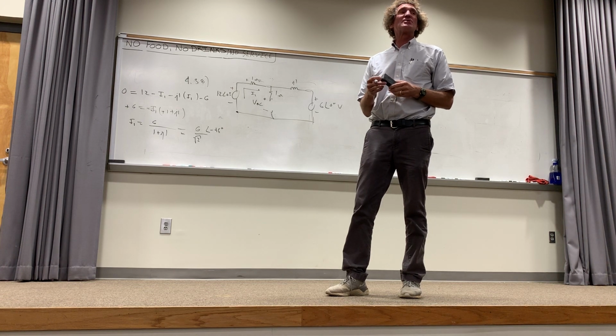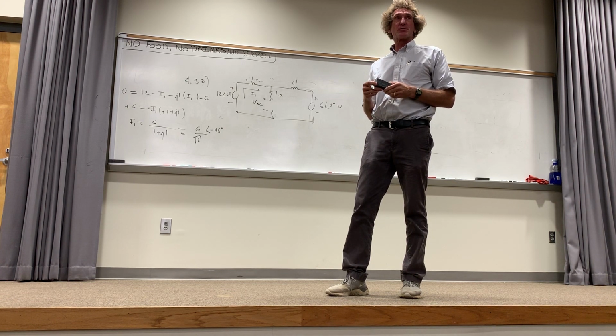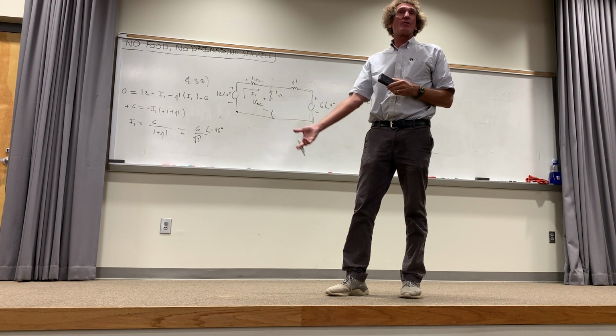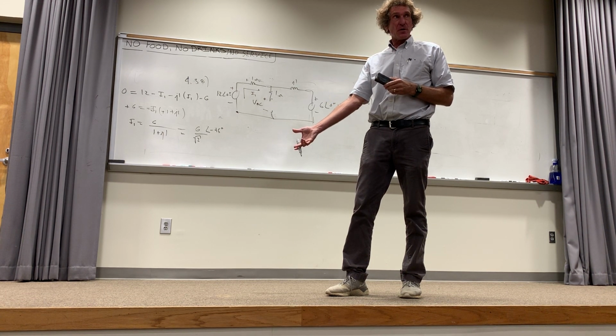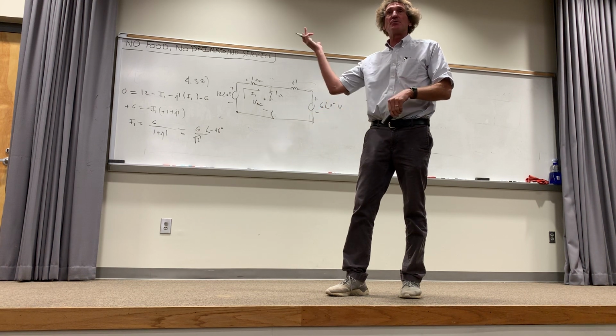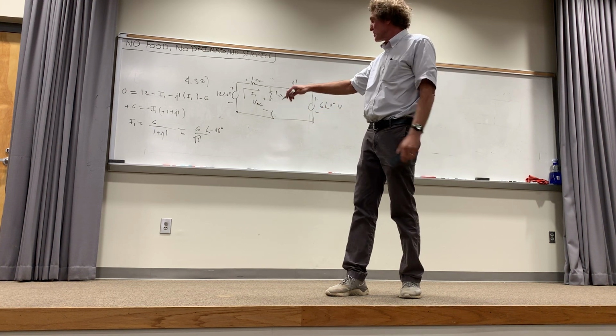1 plus j1 has a magnitude of square root of 2. The angle is 45 degrees. Do you follow me? If you have 45 degrees in the denominator, when it comes to the numerator, the sign changes. Therefore, it's going to be minus 45.